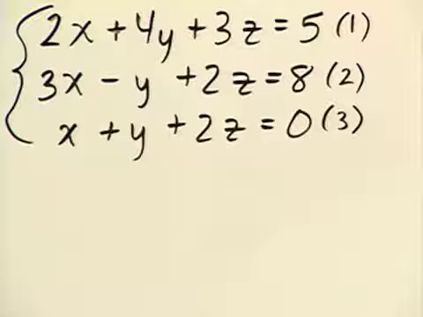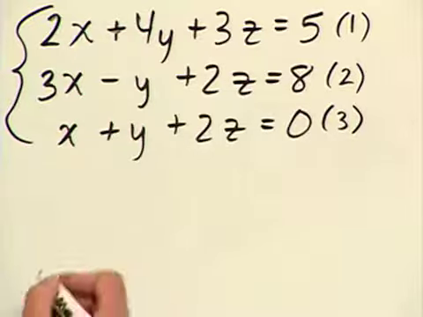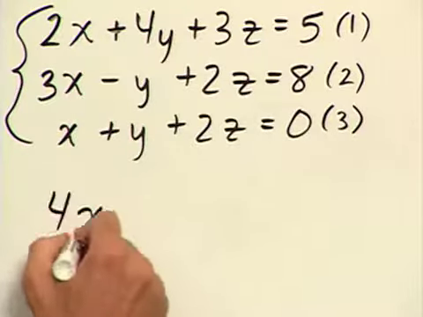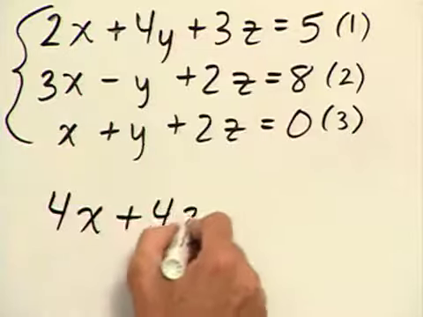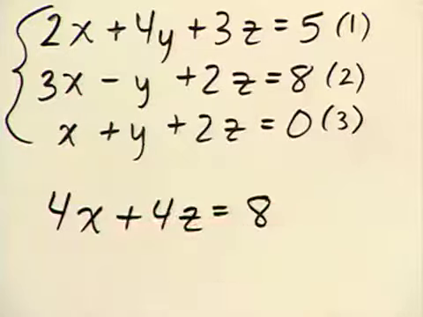Let's solve this system of three linear equations with three unknowns using the elimination method. To start with, we notice that we can right away add equation 2 to equation 3 and eliminate the y variable. So let's add those two together, and what that'll give me is 4x plus 4z is equal to 8. And we'll call this our new equation 4.